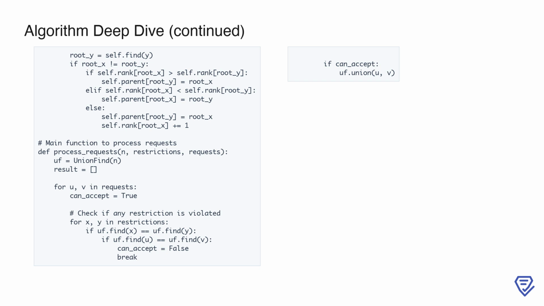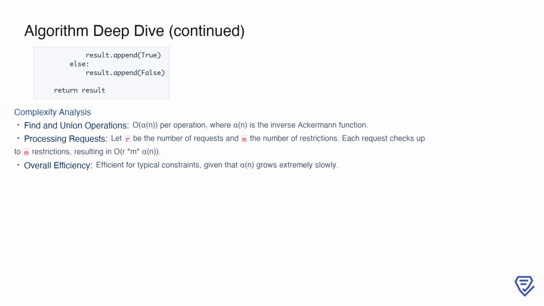If no violations are found, we merge the components of U and V using the union operation, effectively accepting the request. This approach allows us to process each request sequentially while dynamically maintaining the connected components and adhering to the restrictions. Finally, after determining whether each request can be accepted, we append the result, either true or false, to the output list. This list is then returned as the final result, indicating the status of each request.